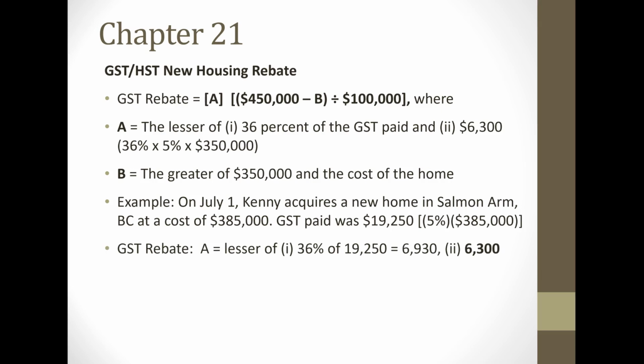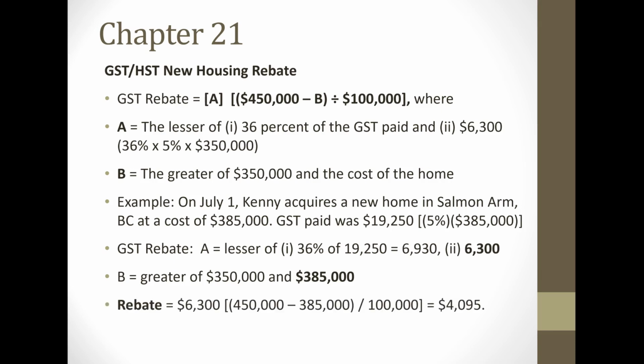What is B? B is the greater of $350,000 and the cost of the home, $385,000. So the greater amount is going to be $385,000. So we know that because the house price is over $350,000, Kenny is not going to get the full GST rebate of $6,300. It's going to be reduced. So let's work through the formula.